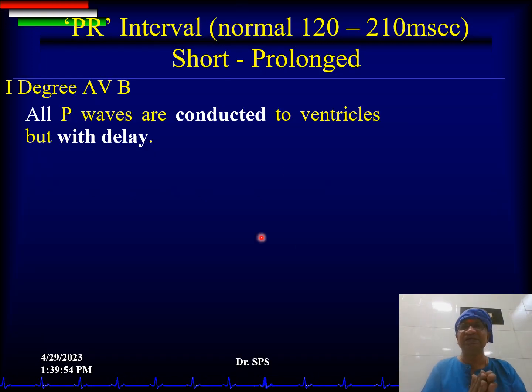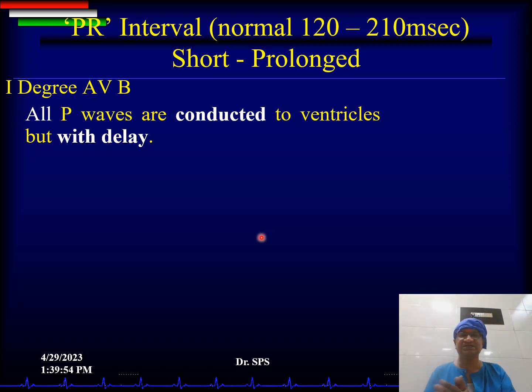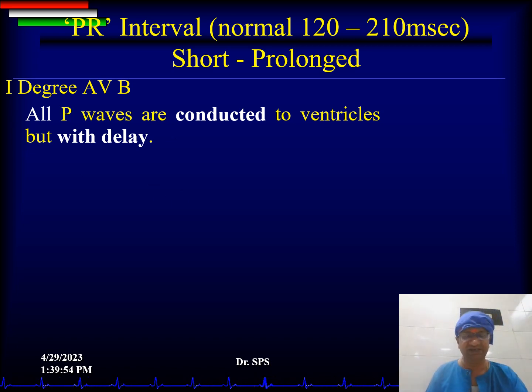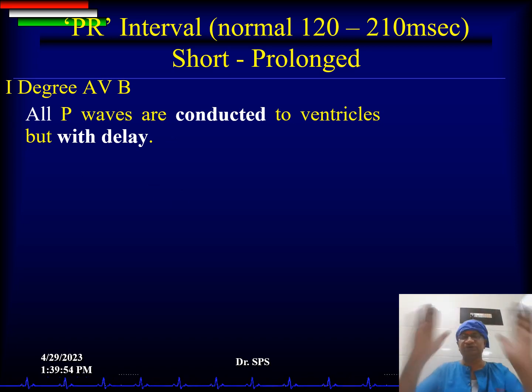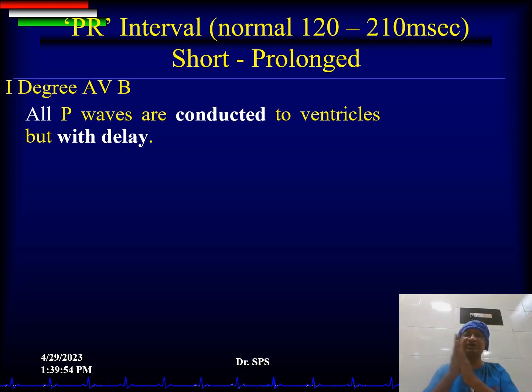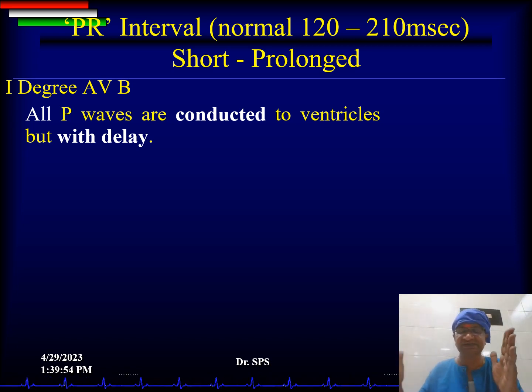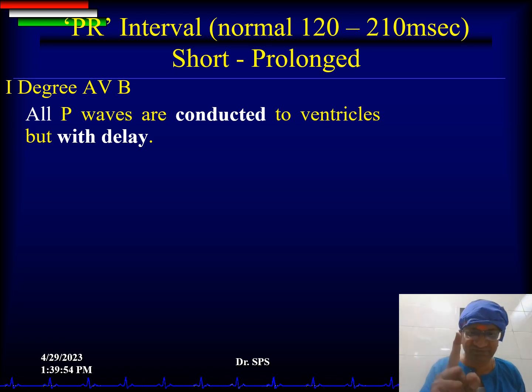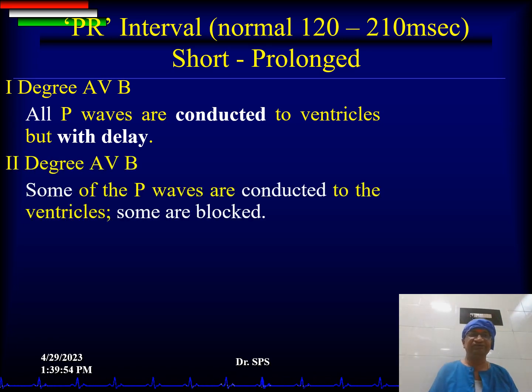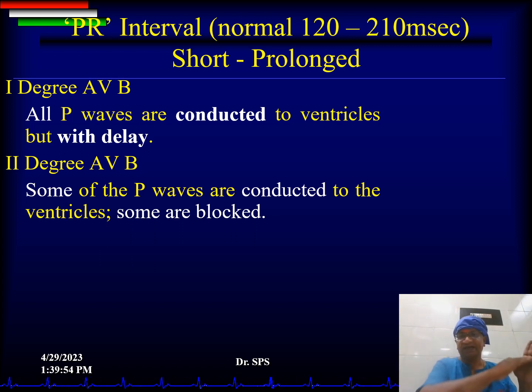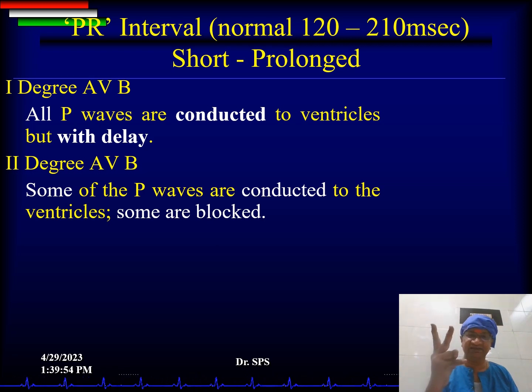PR interval normal is 120 to 200 milliseconds or 0.2 seconds. First degree heart block means all P waves have one QRS complex, but the PR interval is prolonged, 250 milliseconds. This is what is called first degree AV block. If some of the P waves are conducted to the ventricles and some are blocked, 10 P waves are there but only 8 QRS complexes, then it is second degree block.